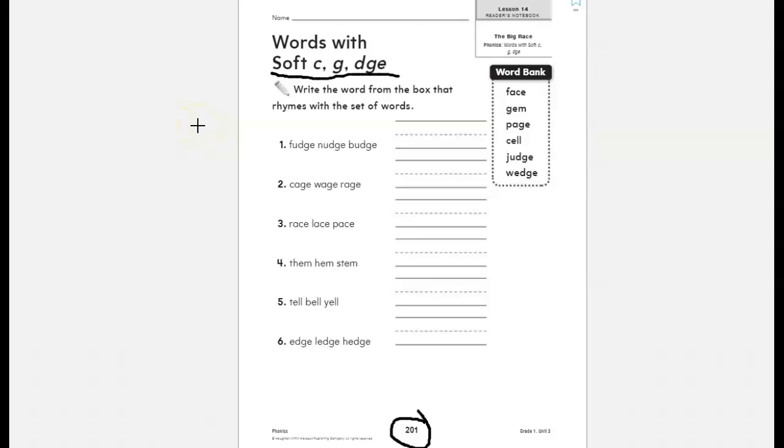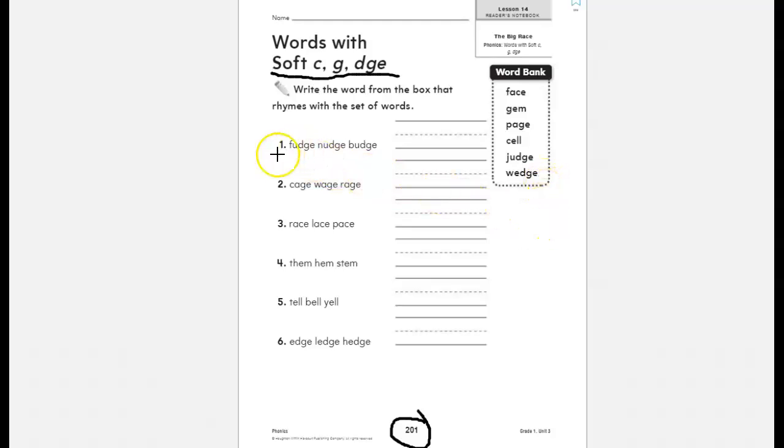For our directions, it tells us to write the word from the box that rhymes with the set of words. Let's look at our word bank first. Let's sound out these words. Ace, face, gem, age, page, sell, judge, wedge.